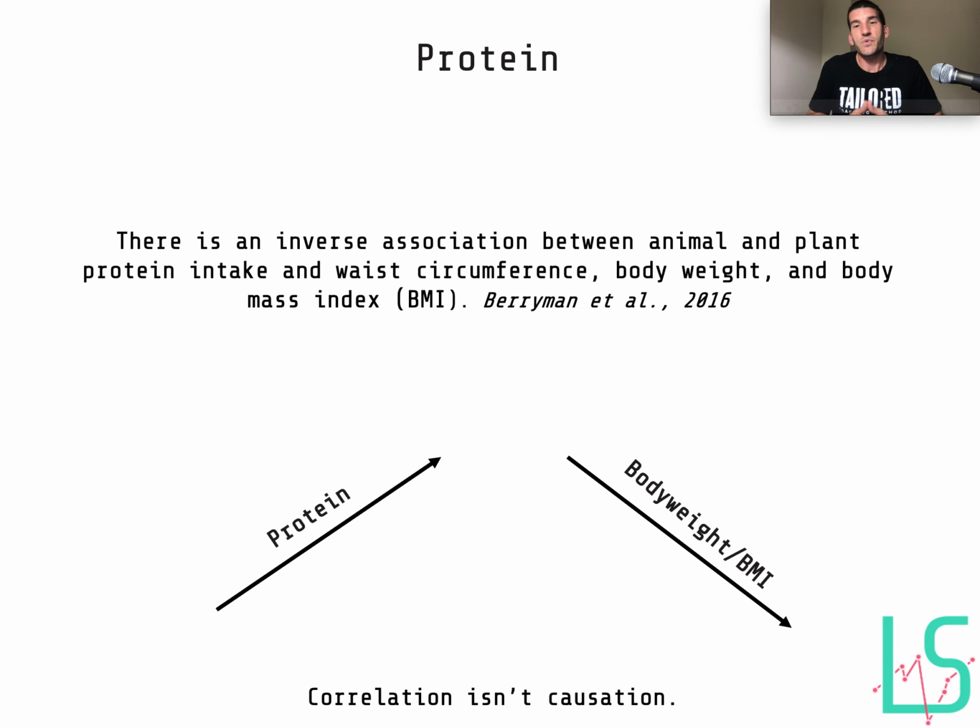So staying in line with some basics, in 2008 or 16 rather, there was a study that found an inverse association between protein intake and body weight and BMI. And it was just a correlation. So the more protein you ate, the less body weight and BMI you had. Generally a good thing.